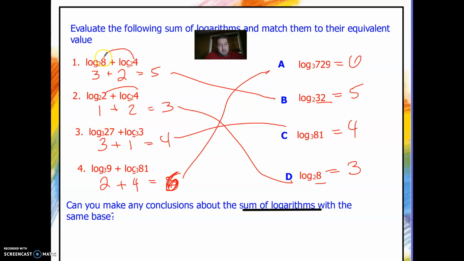Well, what we should notice is that whenever it's addition of logs with the same base, then you can simply just multiply the two x's by each other. 8 times 4 is 32. 2 times 4 is 8. 27 times 3 is 81, and 9 times 81 is 729. So once again, whenever it's addition of two logs with the same base, then you would multiply the two x's by each other to condense it from 2 logs down to 1 log.